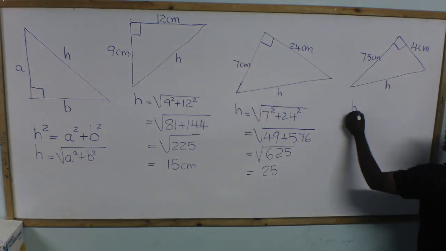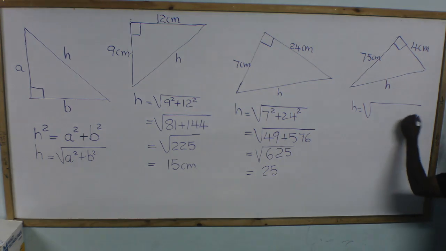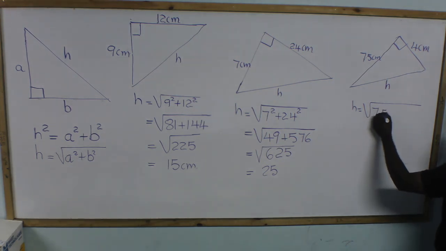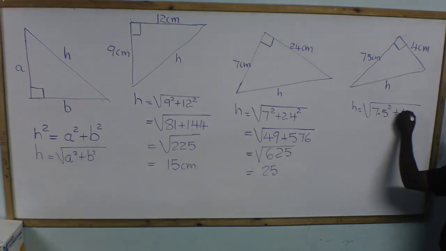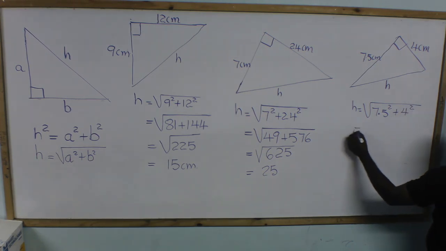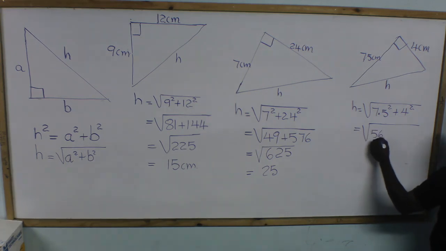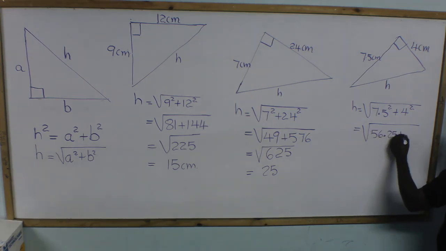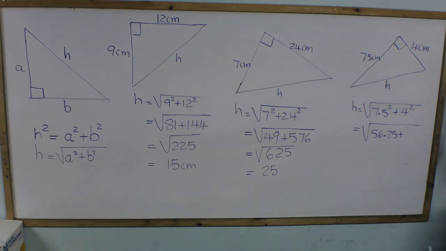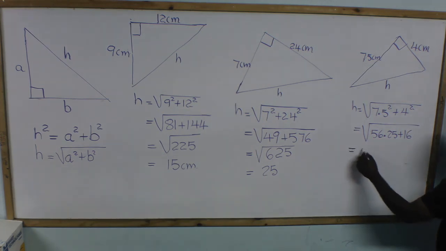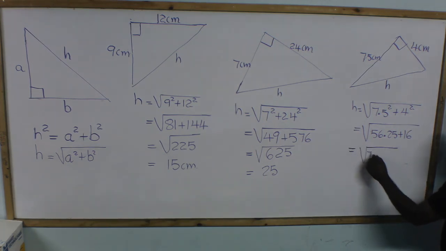25. And for this one, h is equal to the square root of 7.5 squared plus 4 squared. And when we square 7.5, we get what? And when we square 4, we get 16. Hope no one put 8. And when we add those together, we get what?